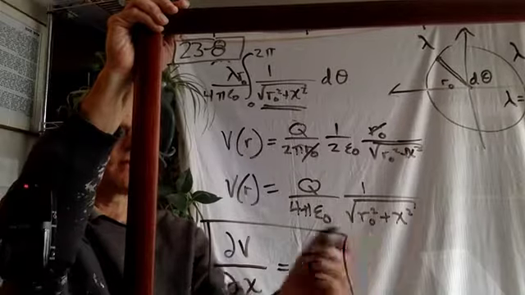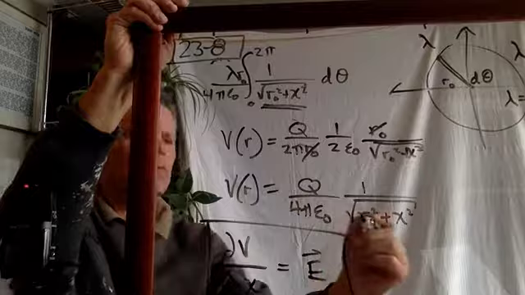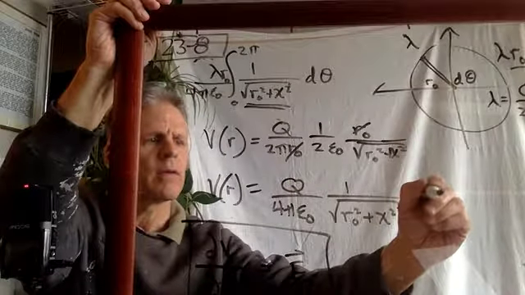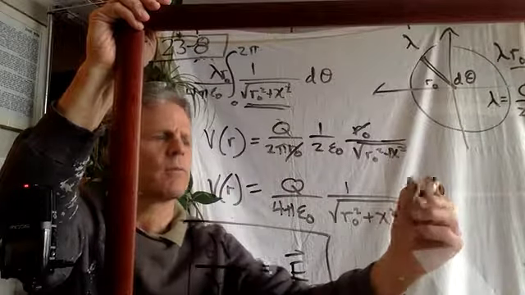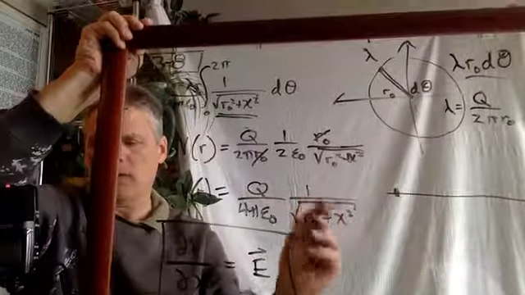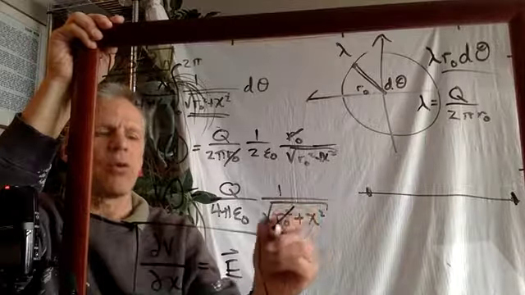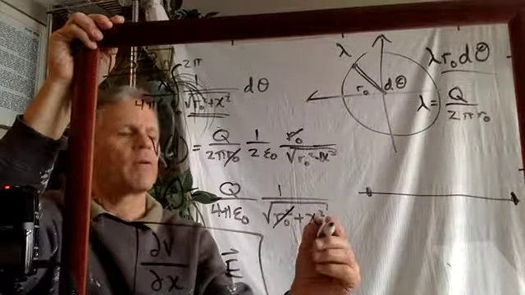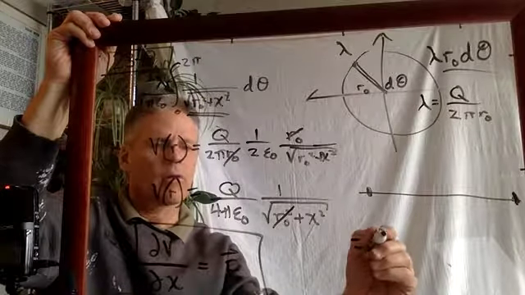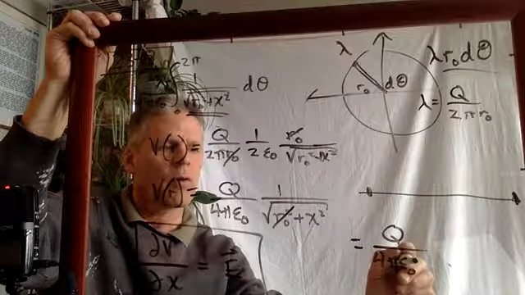But there is one other thing we can do. We can look at this and say, what happens if X is really big compared to R0? What if we are so far away from this little thing here that it looks like just a tiny little circle? What that means is we can ignore this R0 squared, and the square root of 1 over X squared is just 1 over X. So our V of R equals Q over 4 pi epsilon 0 X.